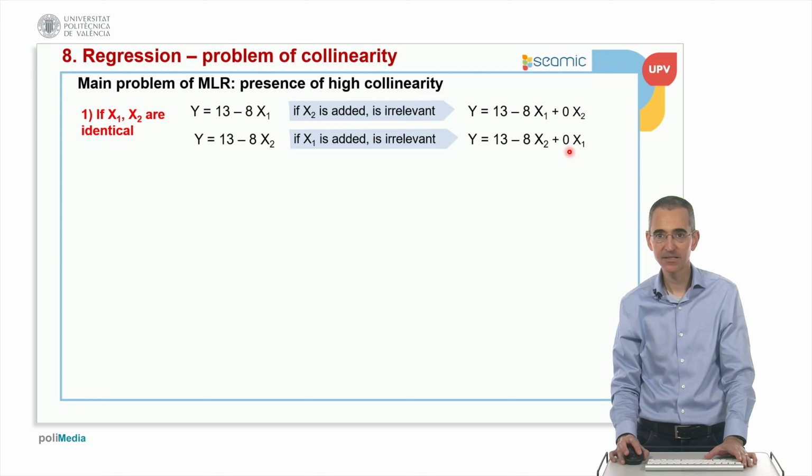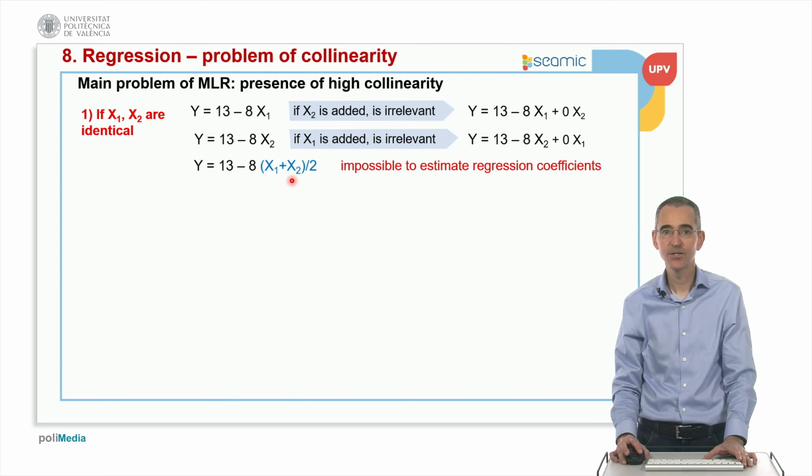And then what is the solution? Is it 8 that goes with x1, or is it 0 that goes with x1? Or, if both are identical, I can make the average of them. So the conclusion is that it's impossible to estimate regression coefficients.